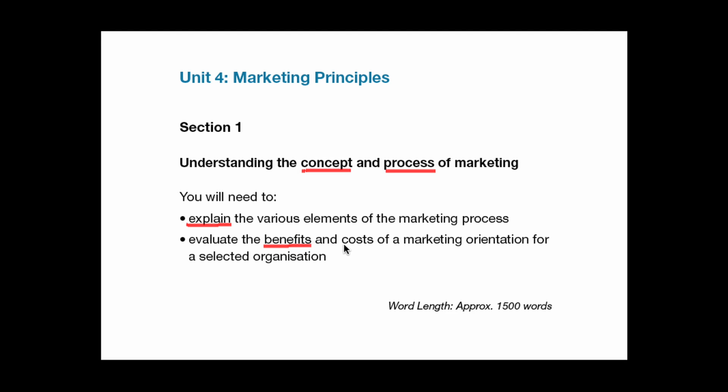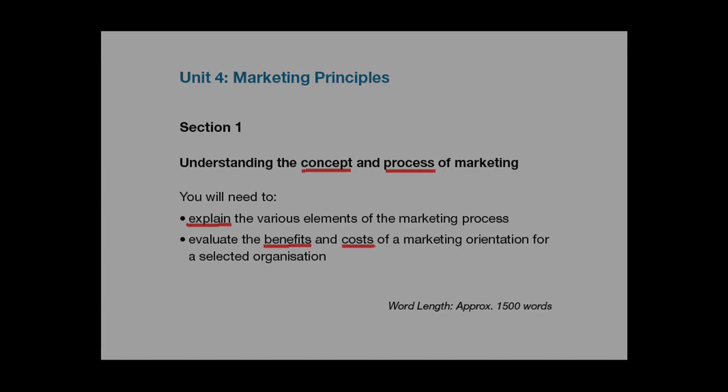Bullet point 2 is looking at benefits and costs of a marketing orientation. Remember here that you need to look at more than just the financial benefits and costs to an organisation. You need to think about issues like social and environmental costs, and perhaps some of the more intangible marketing factors like reputation, brand image, social responsibility, and so on. And remember, you're being asked to relate your analysis to one selected organisation, although that doesn't necessarily preclude you from using examples of good or even bad practice from other organisations to support your arguments.